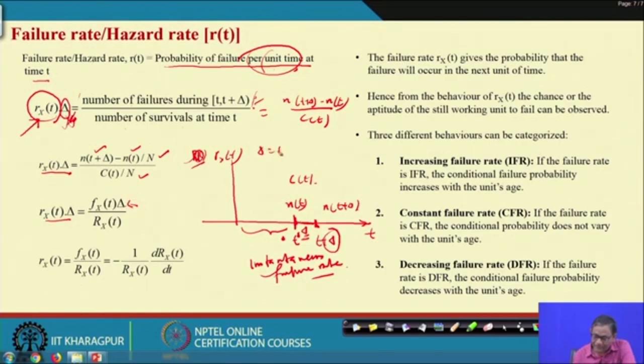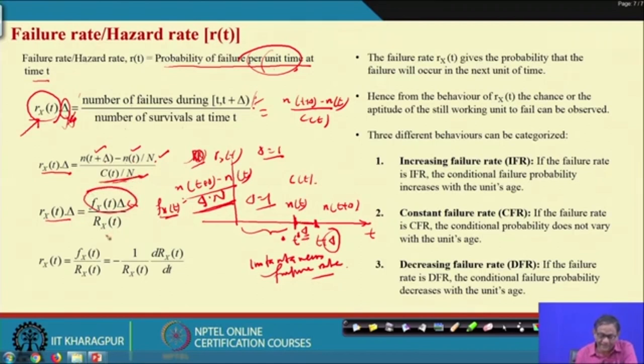Suppose you consider delta equal to 1, as I said a few minutes back. Then n(t plus delta) minus n(t), divided by N, will be your f(t), provided delta equals 1. But we do not know whether delta is 1 or less than 1, but it is a positive quantity. So if it is delta time, then delta will be multiplied here. So n(t plus delta) minus n(t), divided by N, will be f(t) into delta. That is what is written here.